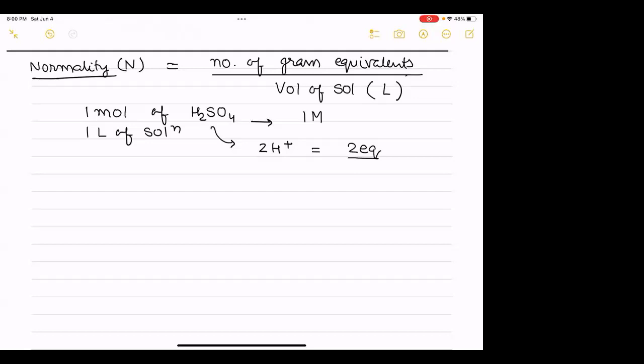Is it clear? Just quickly, because the time is already up, we will do one question. I hope you understood the idea of equivalents, right? 49 gram of H2SO4. What is the normality in 1 liter? Just the last question. What is the normality of this solution? Quickly, we can do it.